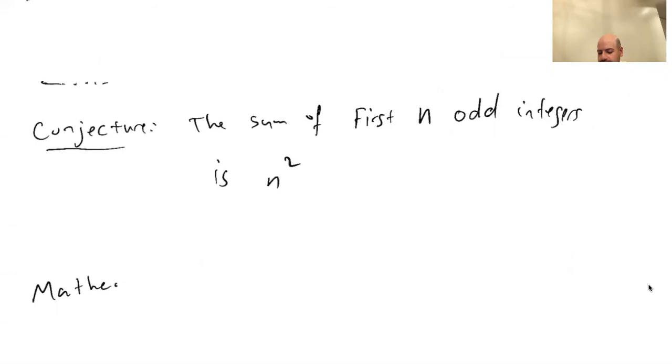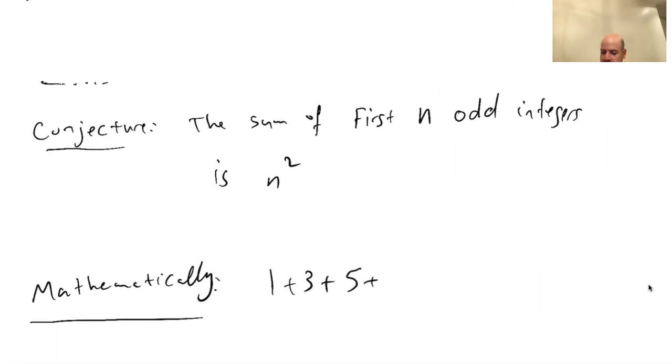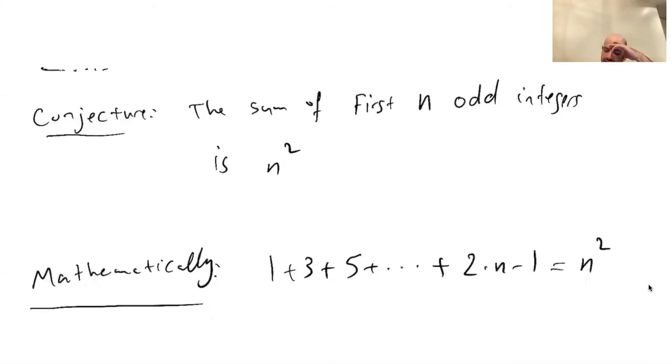Mathematically, we could write this as 1 plus 3 plus 5. The nth odd integer will be, so for example, the second odd integer is 3, which is 2 times 2 minus 1. Third odd integer is 5, which is 2 times 3 minus 1, and so on. The nth odd integer will be 2 times n minus 1, and the result is n squared. The sum of 1 plus 3 all the way to 2n minus 1 is equal to n squared.